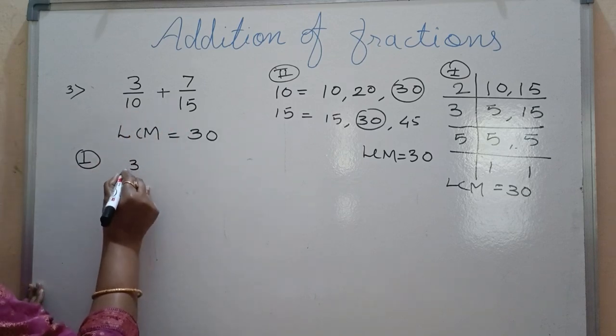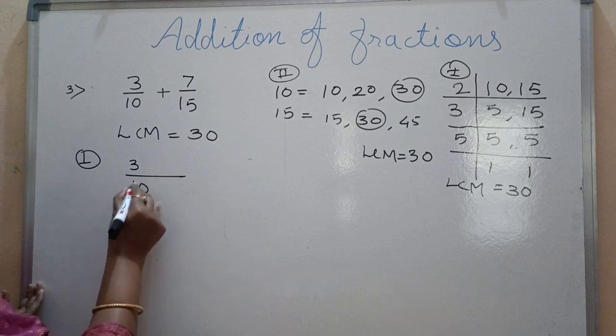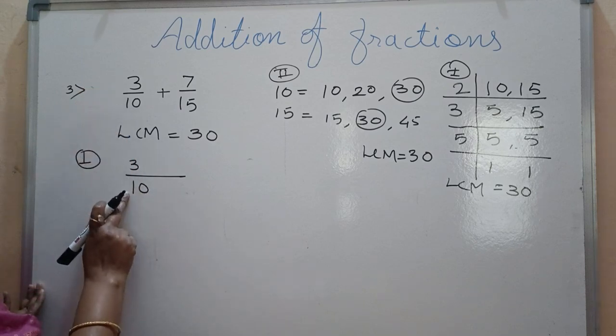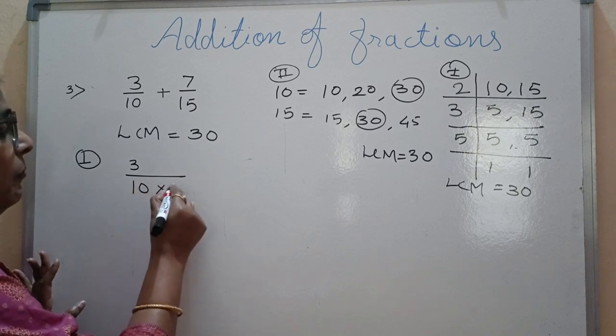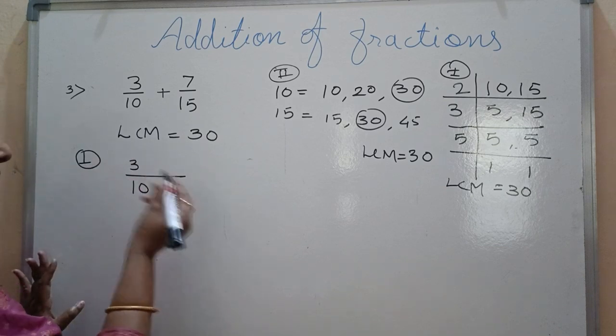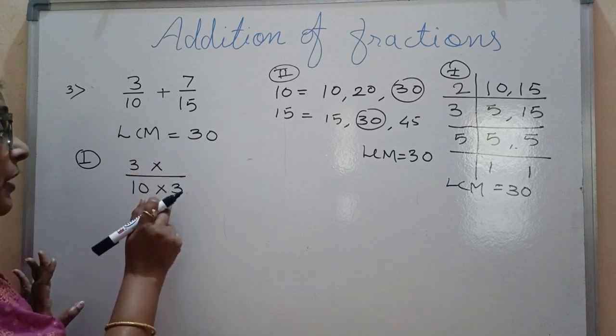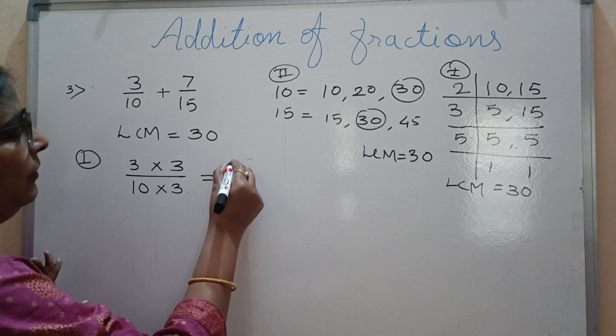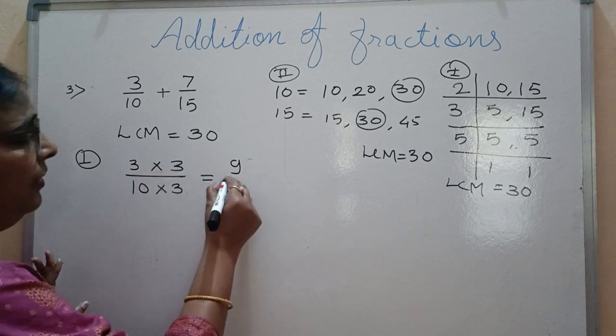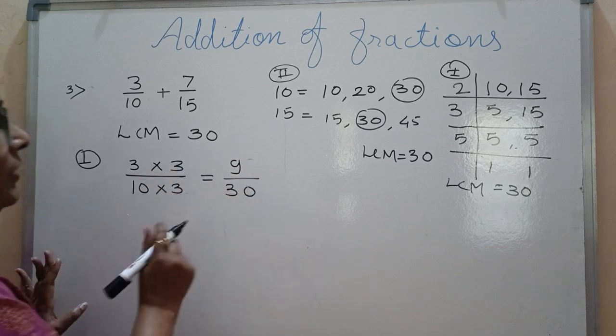How it is? 3 by 10. First fraction I have taken 3 by 10. Okay, I want here 30. So I will multiply this by 3 in denominator. So multiply by the same number in numerator also. What you will get here? 3 3s are 9 by 30.